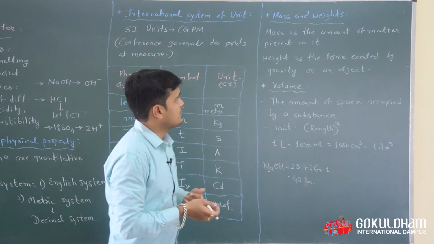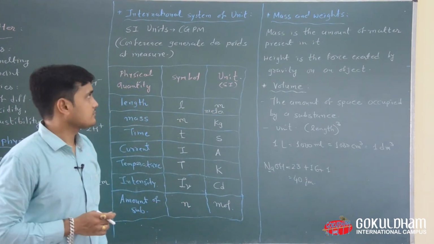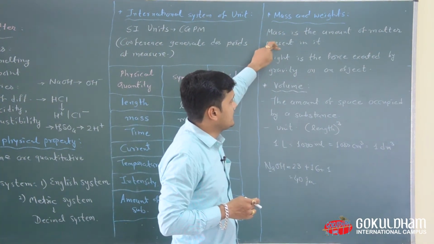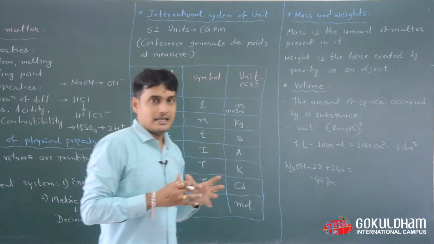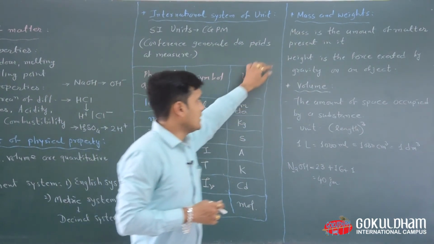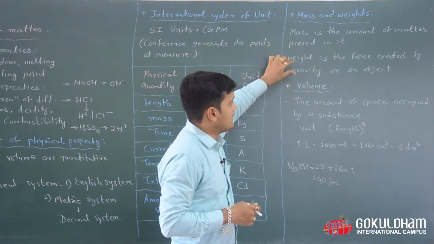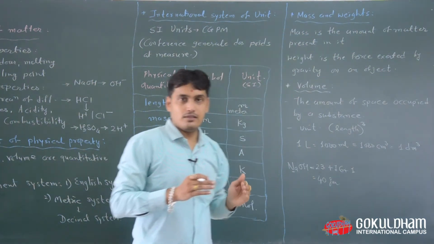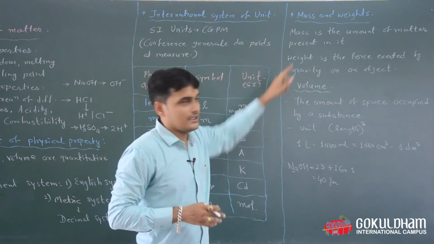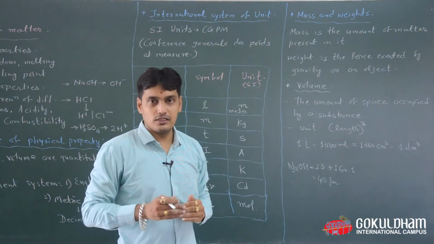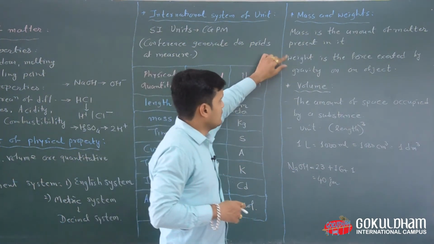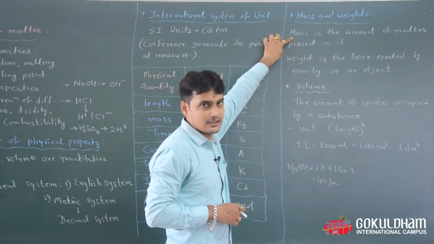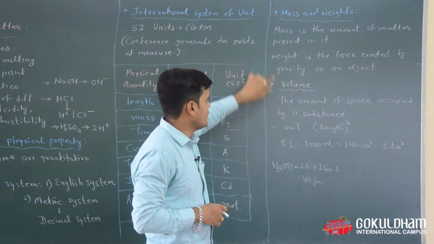Now another topic is mass and weight. Mass is the amount of matter present in it. The quantity of matter is known as mass. But weight is the force exerted by gravity on any object. It means the mass is constant at every place, but the weight is different at different places according to the gravity. This mass is denoted by m, and the SI unit for mass is taken as kilogram, kg.